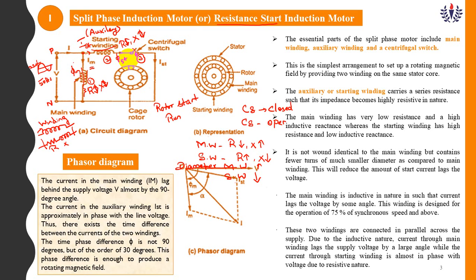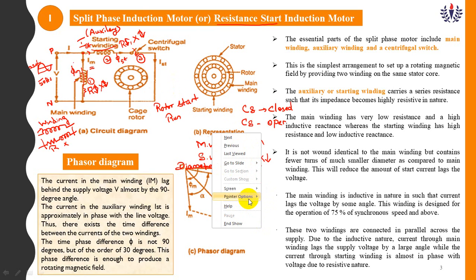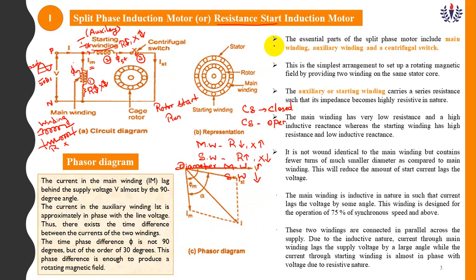Any doubts? Here the motor will gather a speed of almost 75 to 80%. This auxiliary winding is designed only for a short duration, normally 1 second or 1 minute.